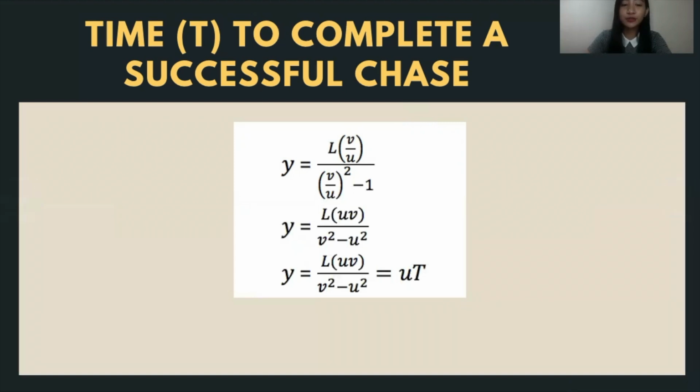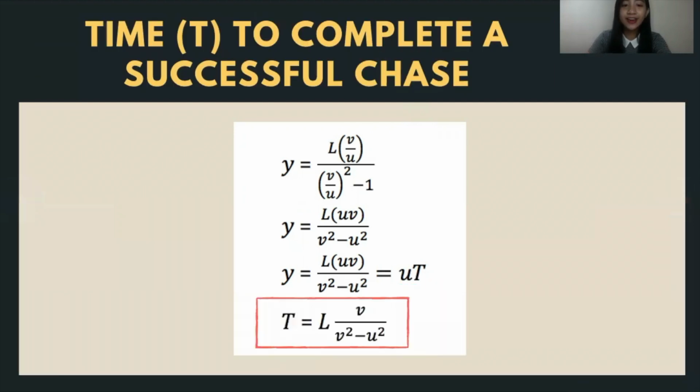So remembering the formula of the distance, which is equal to velocity times the time, we will be using that. Thus, the formula of the time required to complete a successful chase, or simply for the cop to catch the thief, would be t is equal to L times v all over v squared minus u squared.